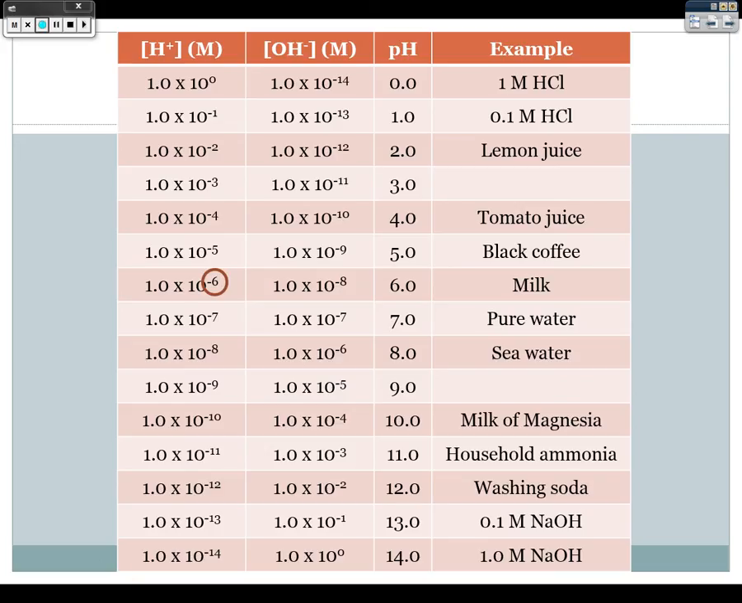if your hydrogen ion concentration is 1.0 times 10 to the negative something, that negative something is your pH. Milk, having a hydrogen ion concentration of 1.0 times 10 to the negative 6, has a pH of 6. So it's kind of cool like that. But that only works if your concentration is 1.0.